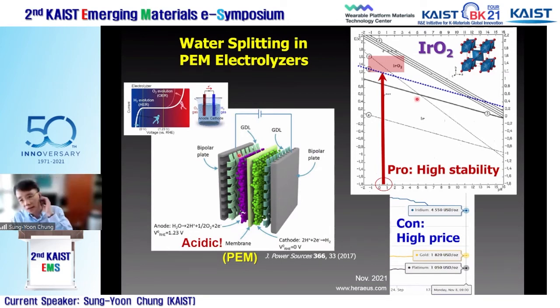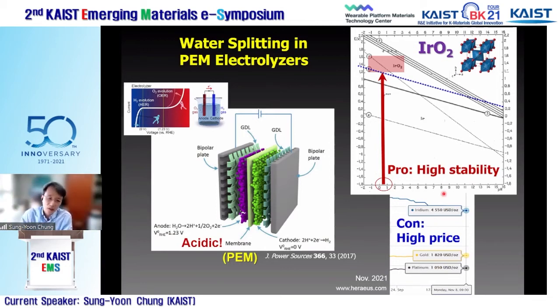So on the oxide side, maybe the iridium-based oxide is the best catalyst material, because most transition metal oxides dissolve so fast. But iridium oxide, even at low pH, is very stable. The problem is the price. The price is much more expensive than gold.